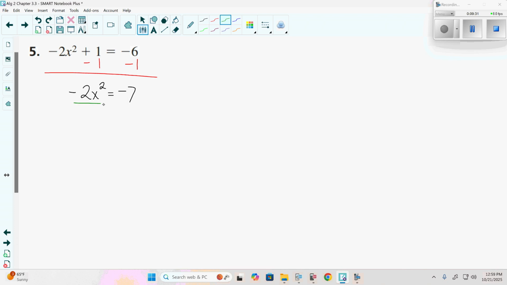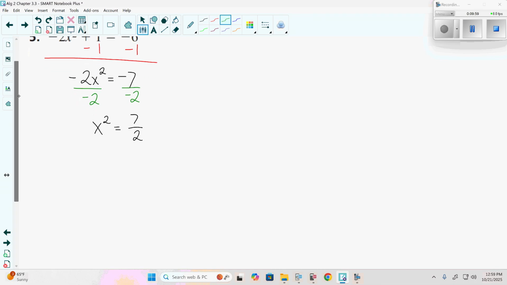Next thing we can do is divide both sides by negative 2, and our negative 2x squared divided by negative 2. Negative 2 divided by negative 2 will simplify to positive 1. So we have 1 times x squared, or just x squared. On the right-hand side, our 7 over 2, 7/2 does not simplify nicely, so we'll leave it as 7/2. However, the negative divided by that negative is going to give us a positive.